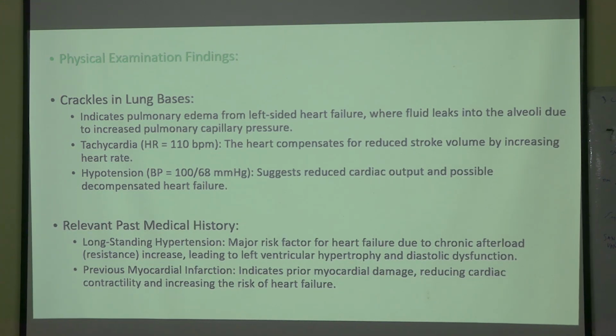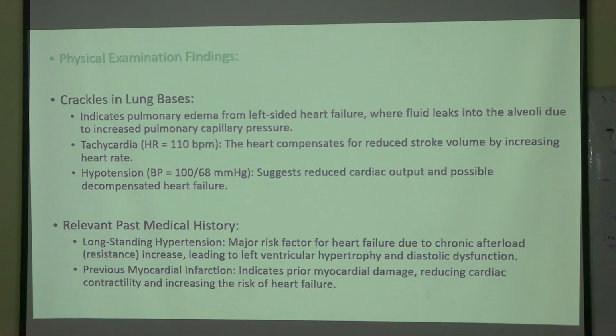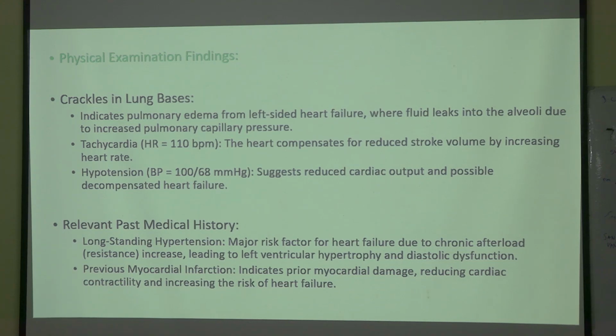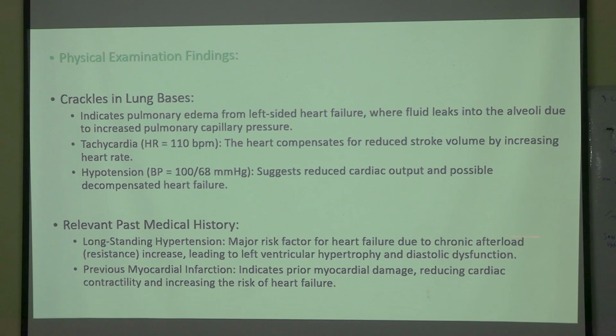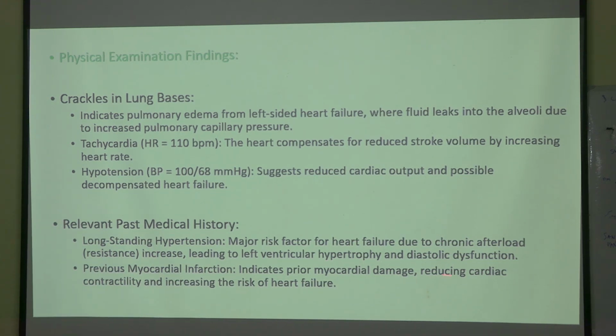Now along with this, some past medical history is also given. So how does this past medical history relate to the diagnosis process? See, long-standing hypertension and myocardial infarction are both given in the information in the case. So how are long-standing hypertension and previous myocardial infarction related to the development of the disease? Yes, they are major risk factors for heart failure due to chronic afterload. It means the resistance increases, leading to left ventricular hypertrophy and diastolic dysfunction.